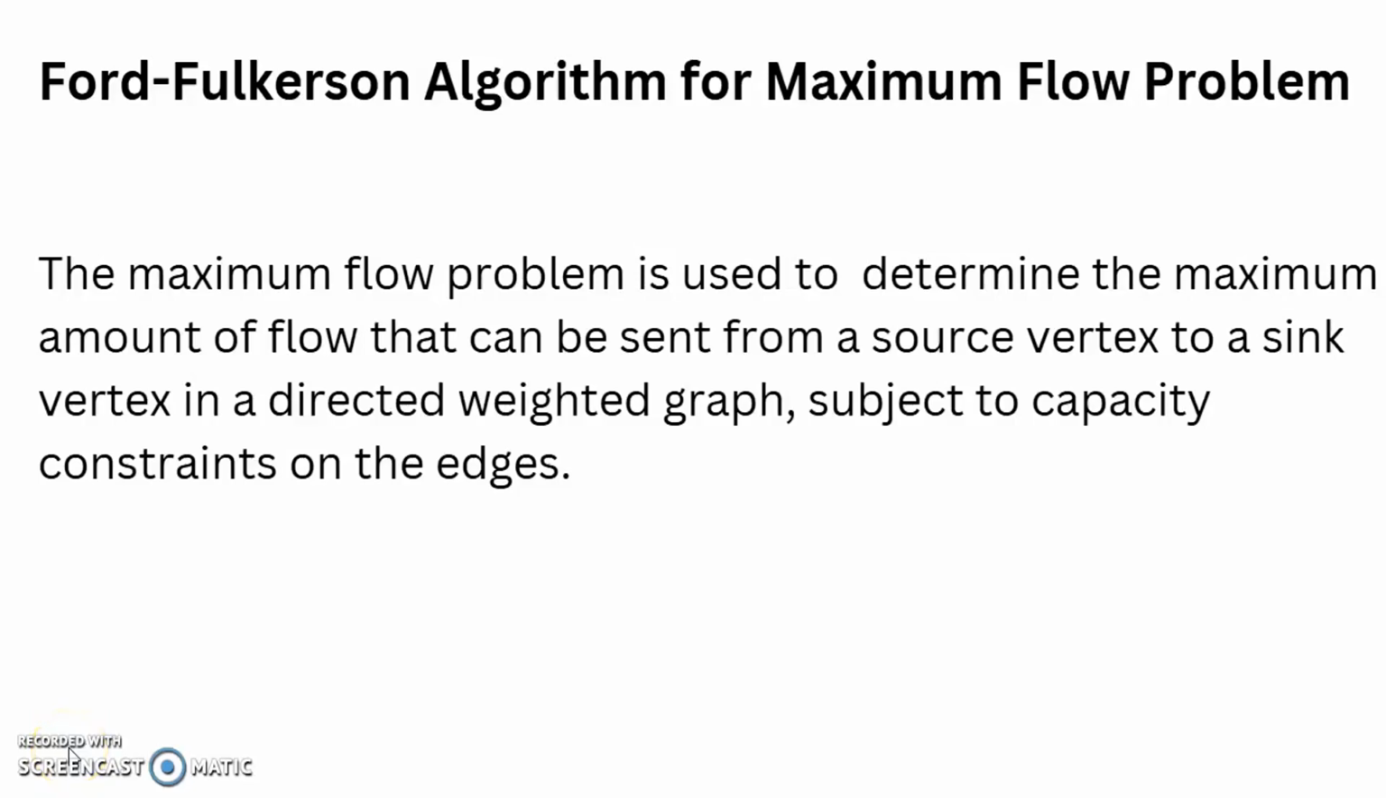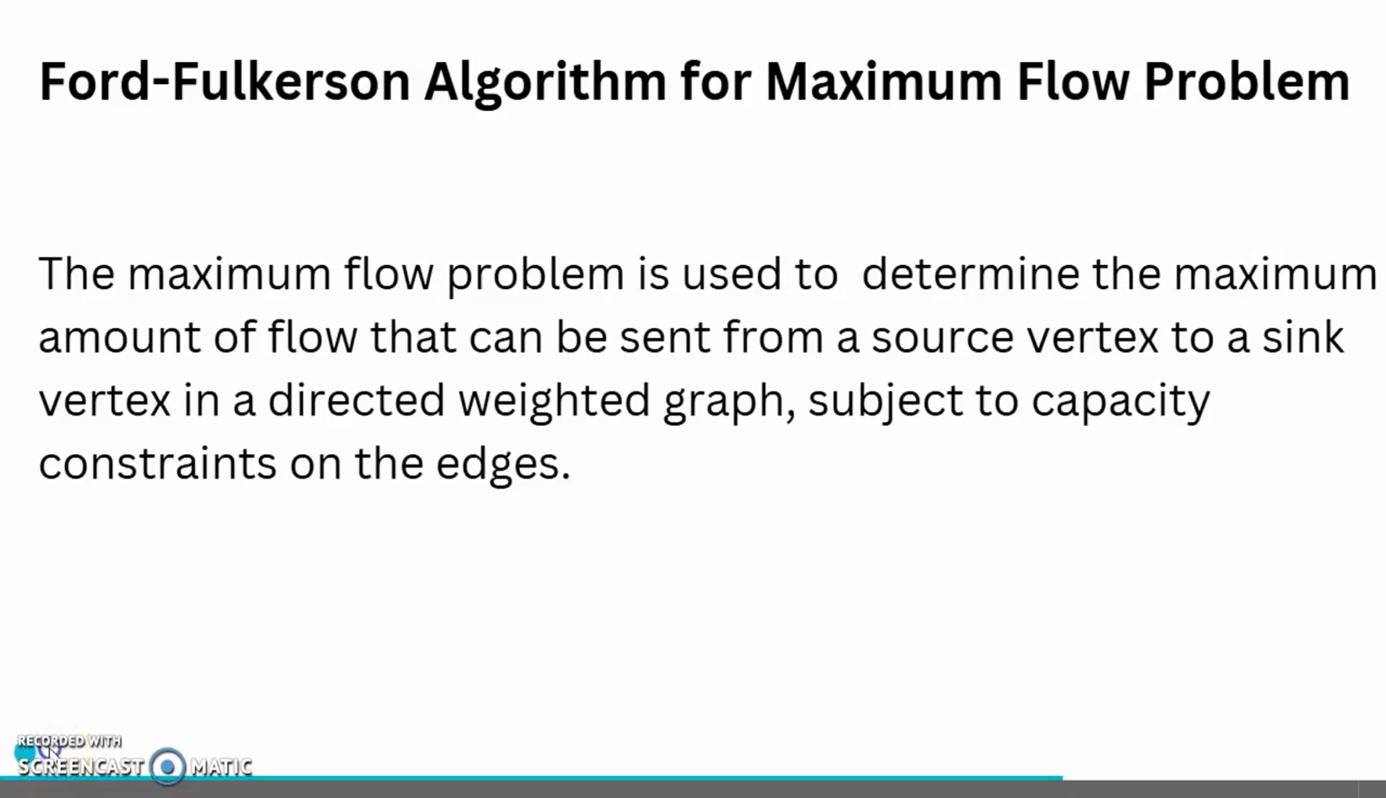Hi guys, let us discuss the Ford Fulkerson algorithm for the maximum flow problem. The maximum flow problem is used to determine the maximum amount of flow that can be sent from a source vertex to a sink vertex in a directed weighted graph, subject to capacity constraints on the edges. In the network, we identify the node on the left-hand side as the source node and the node on the right-hand side as the sink node. We want to find the maximum flow from source node to sink node.